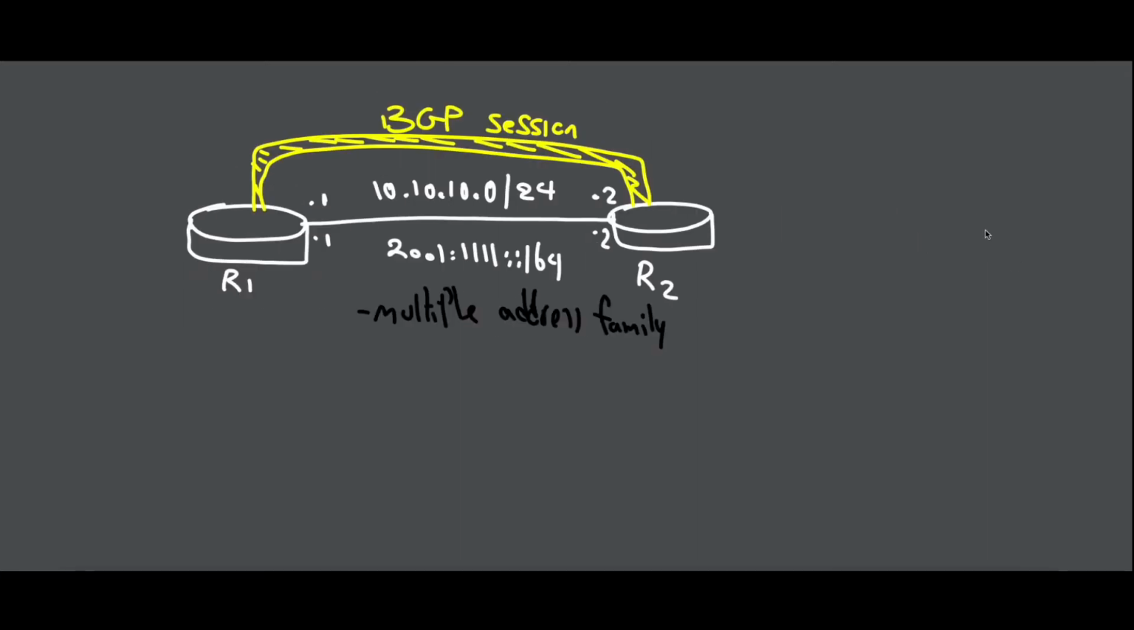As you can see in our topology, we have two routers, R1 and R2. They are directly connected, and we have IPv4 here and IPv6. So this is our topology, and we want to establish a BGP session to carry both IPv4 and IPv6.